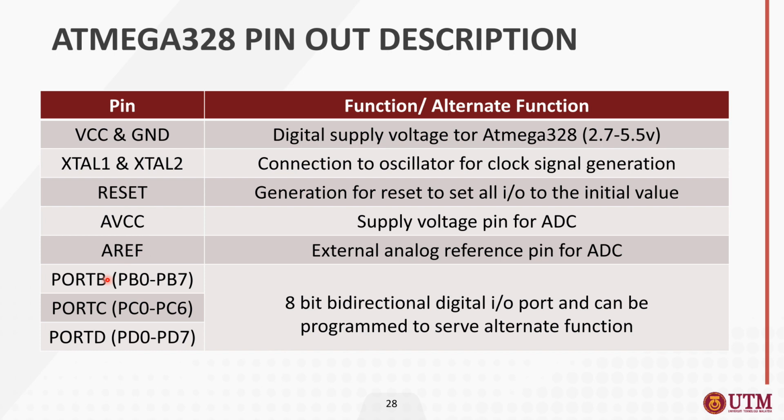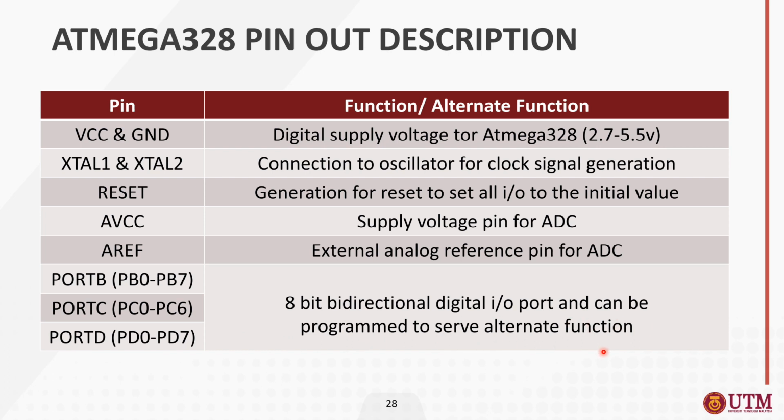And then port B, port C, and port D. Port B, we have 8 pins. Port C, we have 7 pins. And port D, we also have 8 pins. So all of this port B, port C, and port D is actually an 8-bit bidirectional digital input-output port and can be programmed to serve alternate functions.